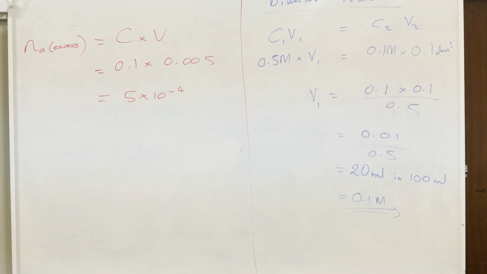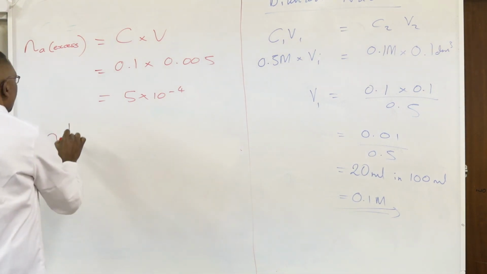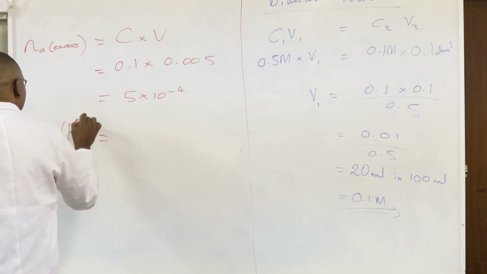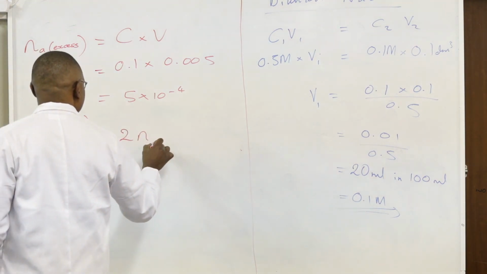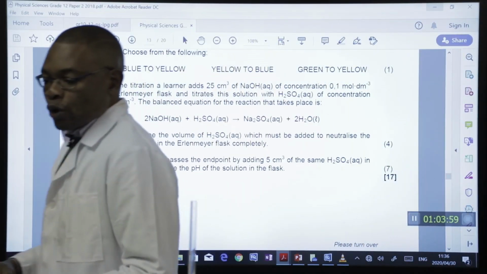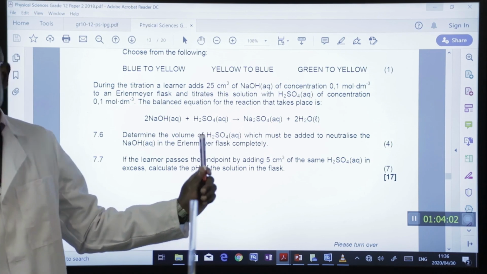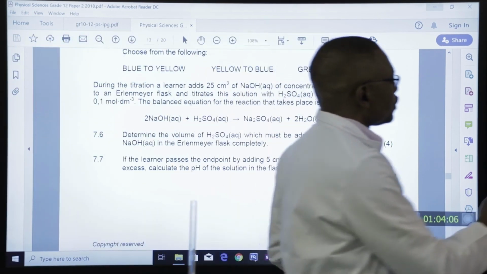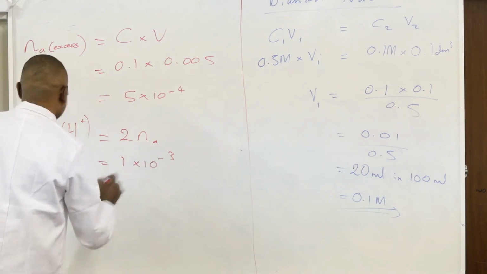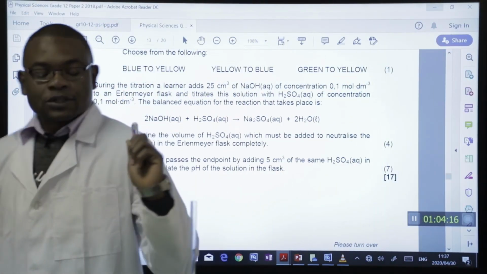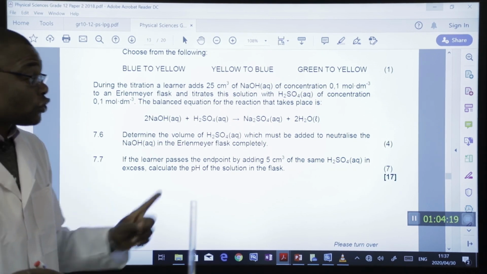Okay. So with this, we measure the amount of H plus ions which are produced there. So the number of moles of H plus ions will be equal to 2 times the number of moles of the acid. Okay, so which becomes 2 times 5 times 10 to the power minus 4. So this gives you 1 times 10 to the power minus 3. So from this 1 times 10 to the power minus 3, we want to find now the concentration of the H plus ion.